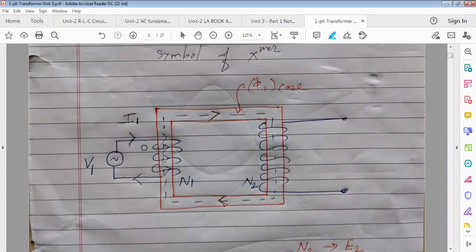So all of you can see across the primary winding here, which source is connected. This is the symbol for which source?